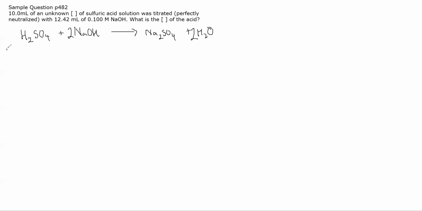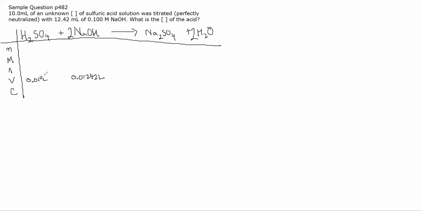Let's continue. Mass, molar mass, moles, n over V equals C. Okay, I don't know how many of this I actually need, but here we go. Let's see. I have 0.01 liter of the acid. I used 0.01242 liters of base, of a concentration of 0.100 molar.